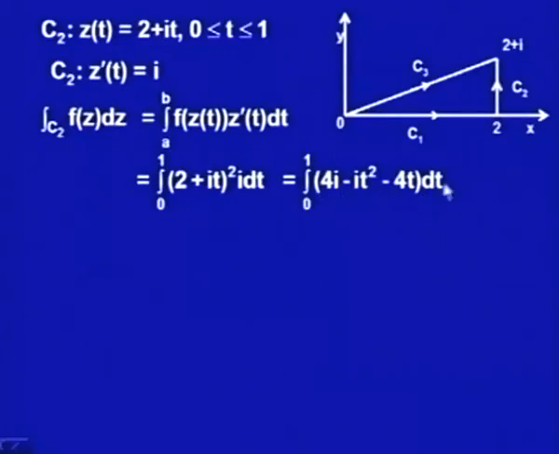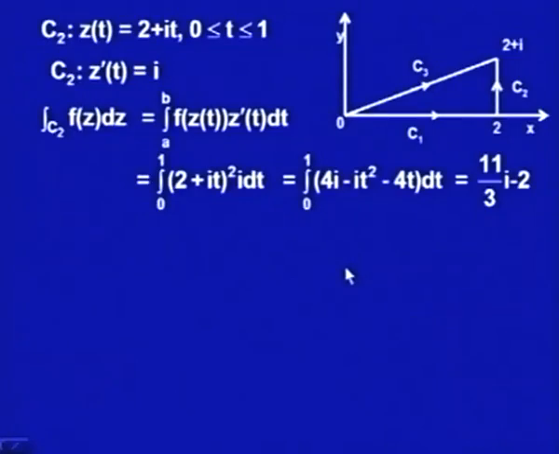Integrating with respect to t, I would get 4i times t evaluated from 0 to 1, which gives simply 4i, minus i t square integrated from 0 to 1, which gives t cube by 3 evaluated from 0 to 1, that is i by 3, and then minus 4t, whose integral would be 2t square evaluated from 0 to 1, which gives me only 2. So what we would be getting is 11 by 3 i minus 2.